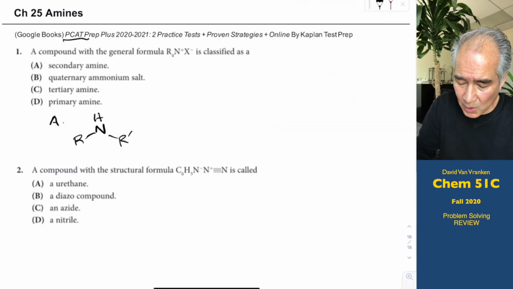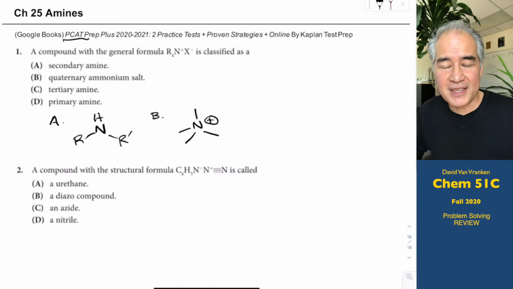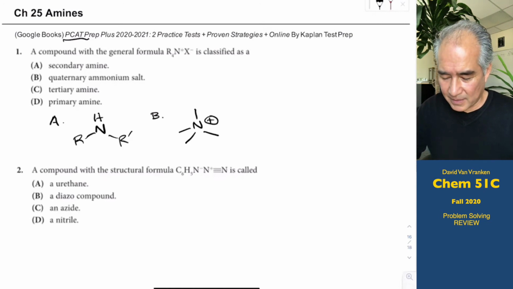Type B is called a quaternary ammonium salt. That's where there's 4 bonds to nitrogen. And if I have 4 bonds to nitrogen, there has to be a positive charge somewhere. I can already tell that answer B is the right answer for a quaternary ammonium ion.